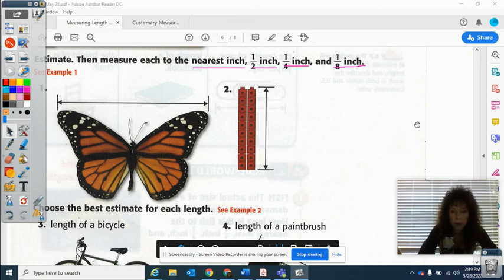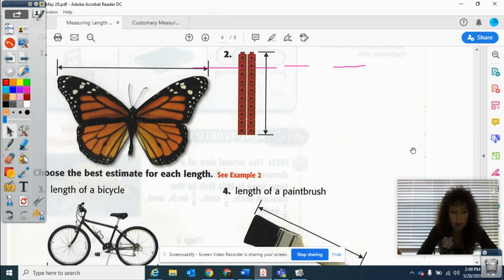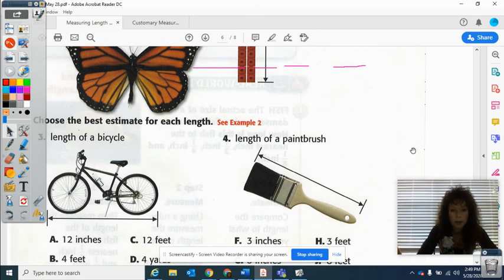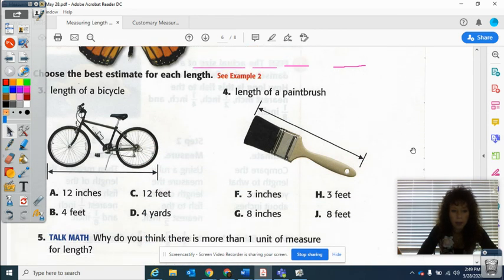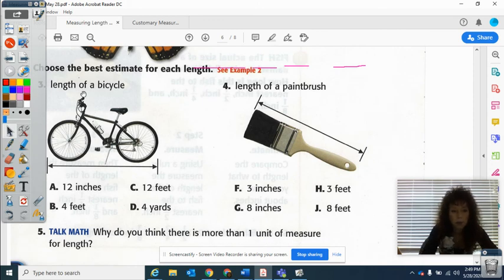Okay, so for number 3, it says choose the best estimate for each length. So number 3 is a bicycle. Now, this isn't drawn to scale. This isn't a teeny tiny little bicycle toy. This is just a picture of a bicycle. So you got to think in your mind, your bicycle at home, or maybe that looks like a little bit bigger, not a kid's bike, maybe an adult bike.